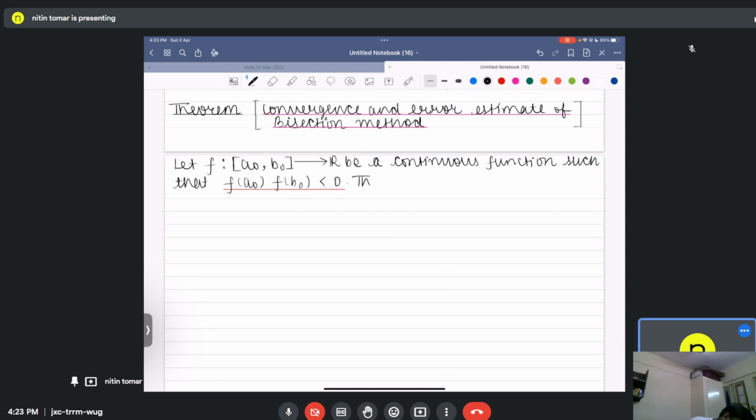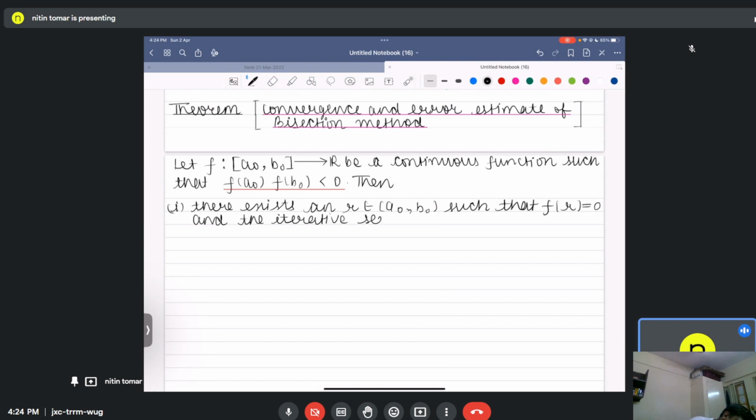Then, number 1, there exists an R in (a0, b0) such that f(R) is 0, and the iterative sequence of midpoints, xn equal to (an plus bn) by 2, converges to R.